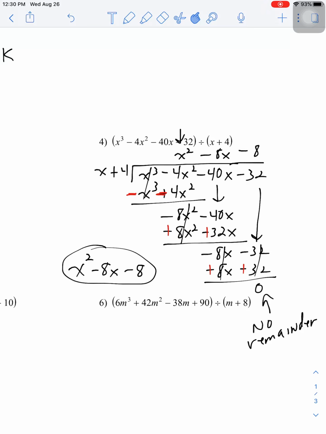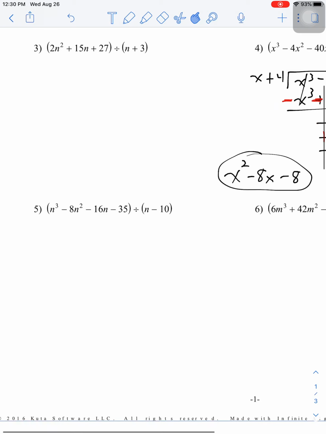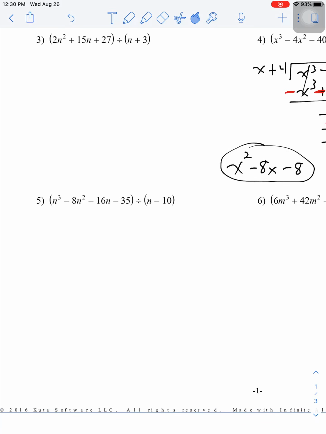Okay? All right. So now we look at number 5. Again, you should always begin each problem by asking, is it going in decreasing or descending order without any missing terms? So I've got a 3, a 2, a 1, a 0. I'm good to go.